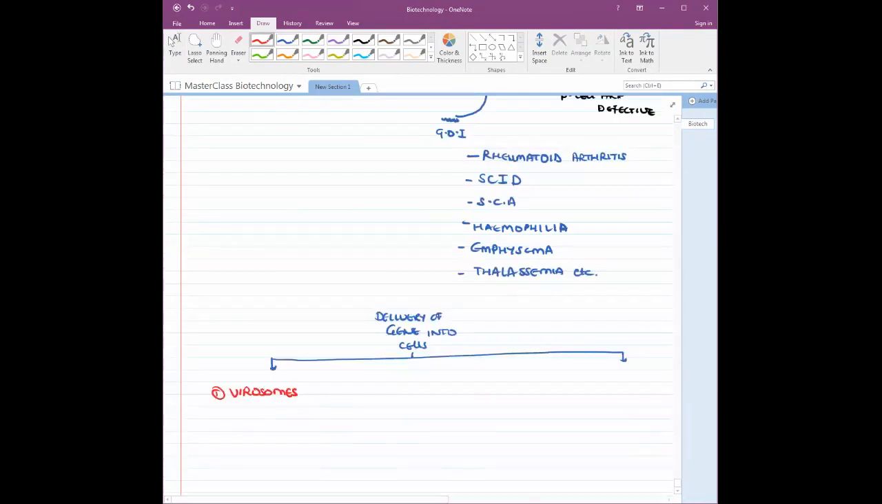So what are virosomes exactly? When we talk about virosomes, guys, they are going to be lipid molecules, called liposomes, plus the inactivated virus. Now let me tell you how this process really works.